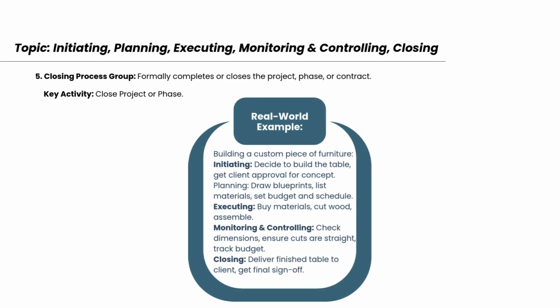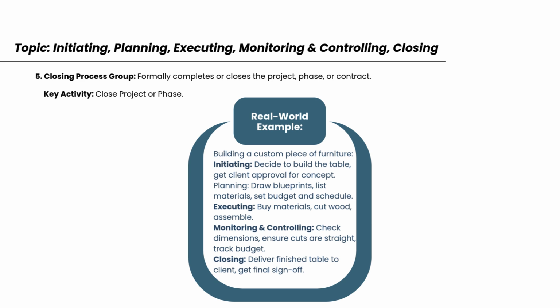Let's complete the discussion with the final process group, Closing Process Group. The Closing Process Group formally completes or closes the project, phase, or contract. The key activity is to close the project or phase by making sure all work is finished, deliverables are accepted, and documentation is done.